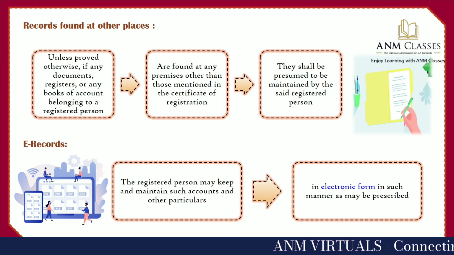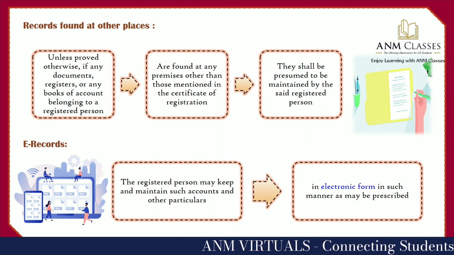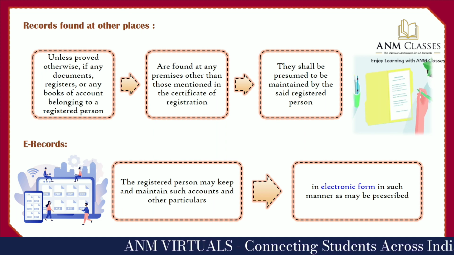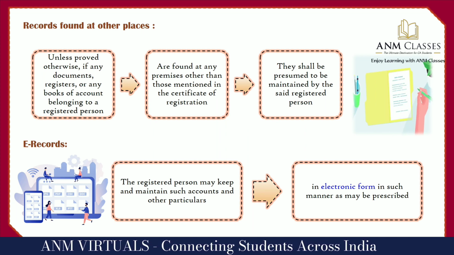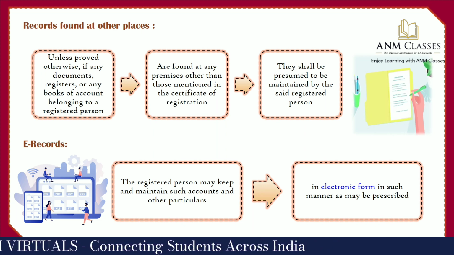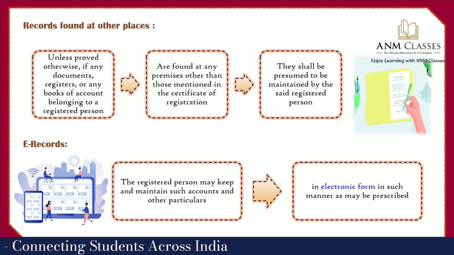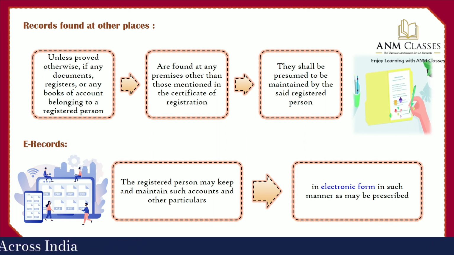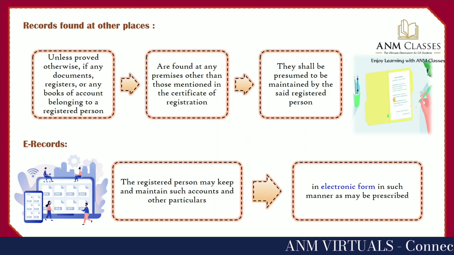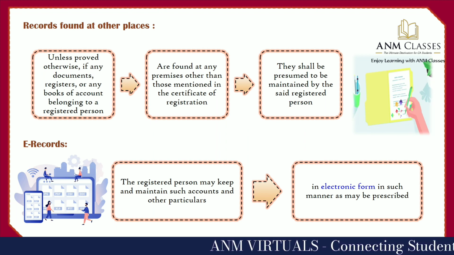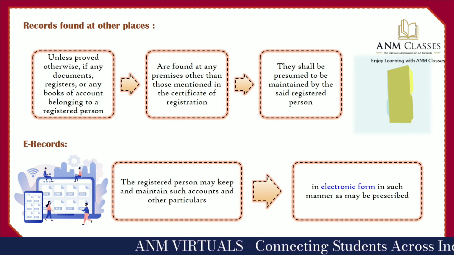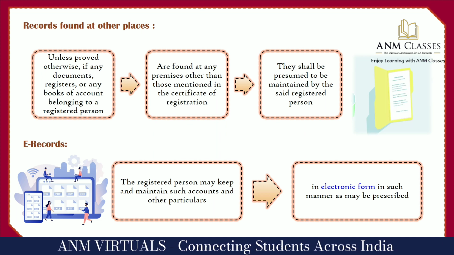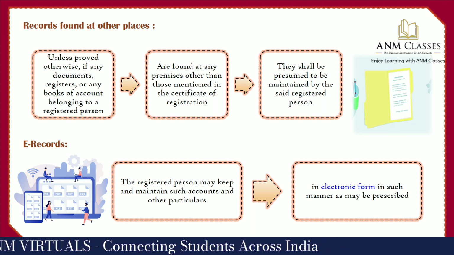இதெல்லாம் வந்து explanations on the proviso. Records found at what place? அதாவது பிரின்சிபல் பிளேஸ் ஆஃப் பிசினஸ் இல்லாம வேற ஏதாவது இடத்துல என்னோட ரிலேட்டடான books பார்த்தாங்கன்னா, unless proved otherwise, நீ ப்ரூவ் பண்ணலைனா, if any document, register or any books of accounts belonging to a person are found at any premise other than those mentioned in the registration, இப்ப நான் சொல்லிருக்கேன் ANM Classes Jambulingam Streetல தான் இருக்கு, நான் டிக்ளேர் பண்ணிருக்கேன். பட் என்னோட books of accounts மயிலாப்பூர்ல இருந்து கிடைக்குதுன்னா, they shall be presumed to be maintained by that said person. அது நான் மெயின்டைன் பண்ற மாதிரி, என்னோட books of accounts தான். Are you ready with me?